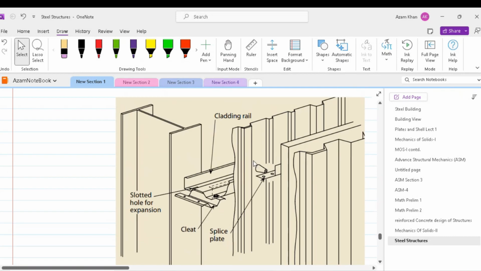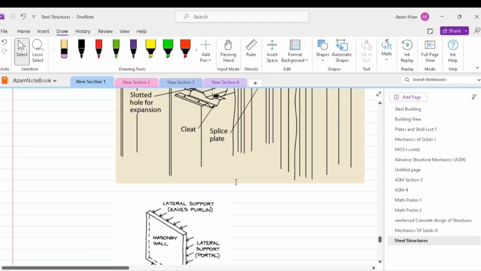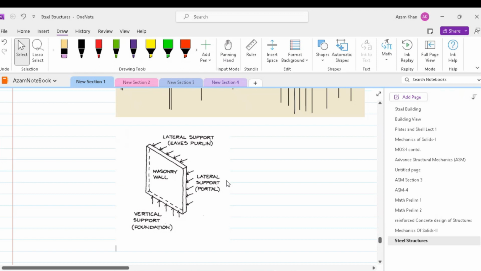Instead of steel sheeting, we can also use a masonry wall as a cladding system. The wall is connected vertically for vertical loads and is connected laterally for the lateral loads. Masonry wall is a 2D structure and hence its action is also 2D. We can see that the masonry wall transfers vertical load in one direction and the lateral load in the orthogonal direction.